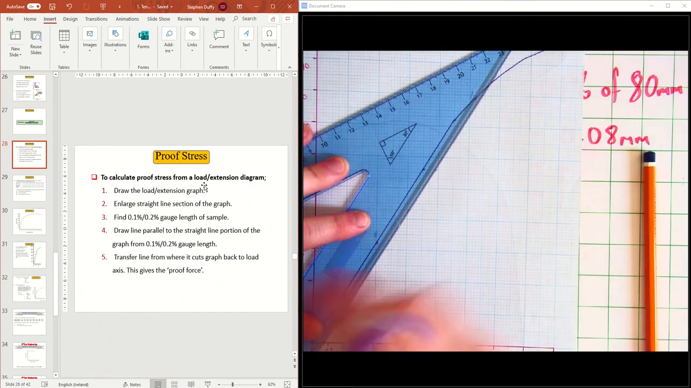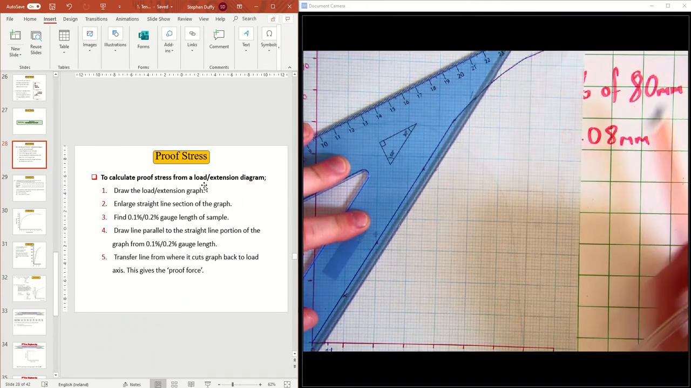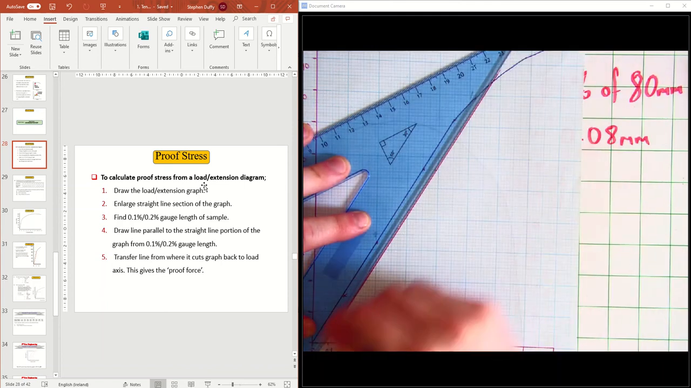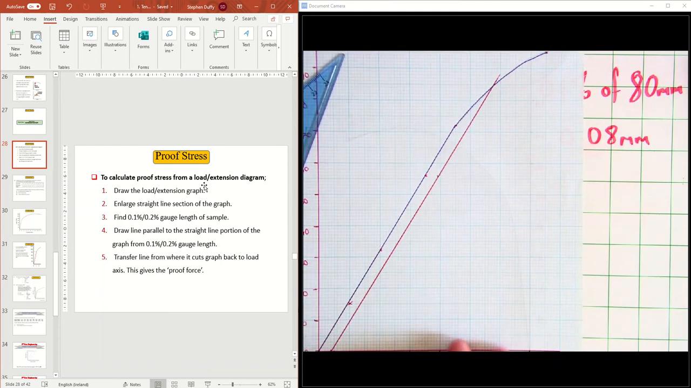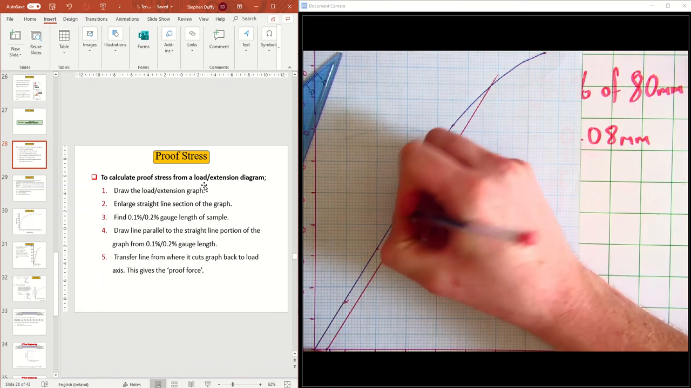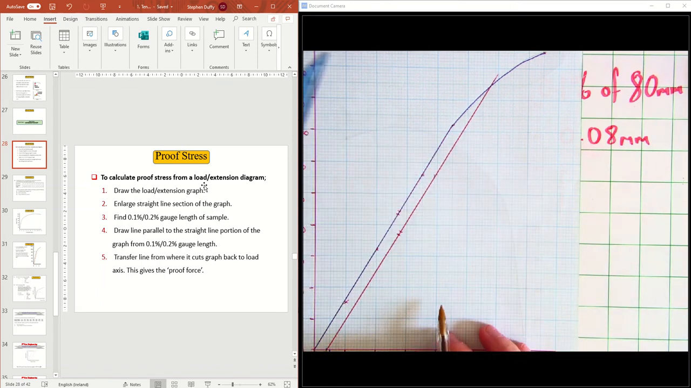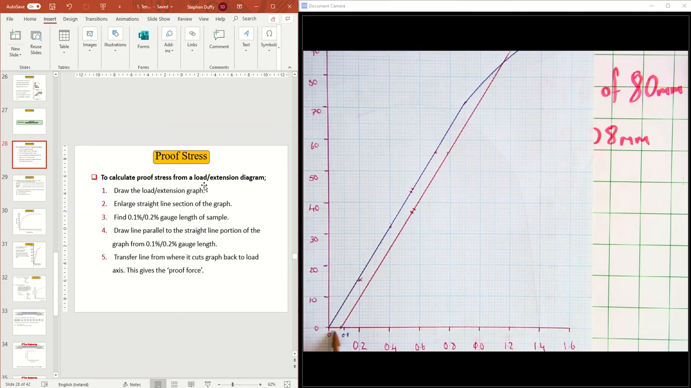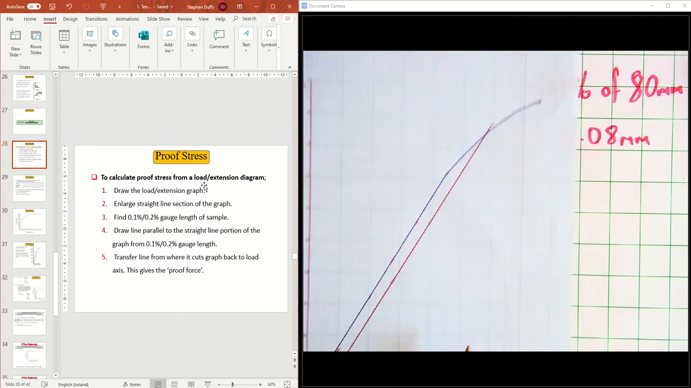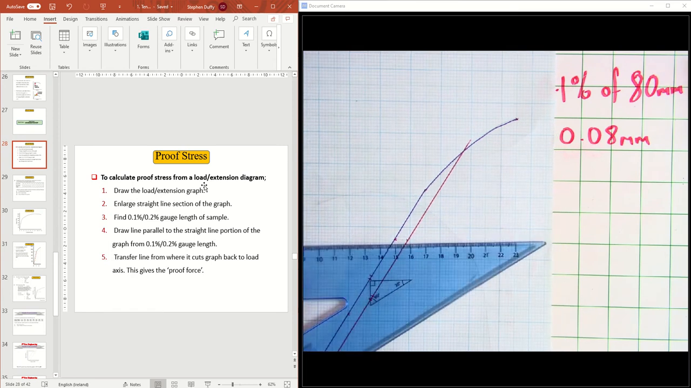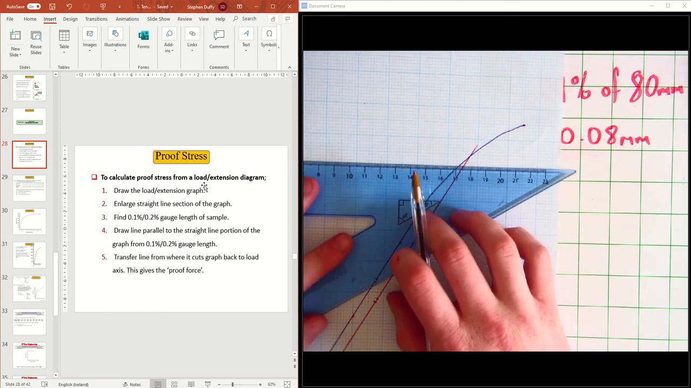I'll just put this in red pen. So now this line I'm after drawing in is parallel to the straight line section of the graph, and it's also coming from 0.08, which is 0.1% of the gauge length. Now, where this intersects my graph, I'm going to draw a horizontal line straight across.